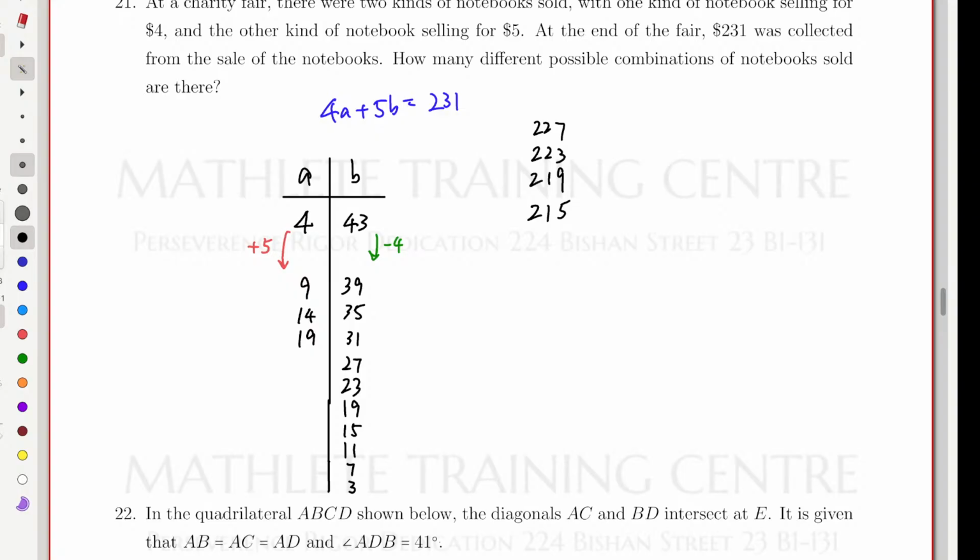3 is the last one because after that, B will become 0. That's not possible, right? How many are there? 1, 2, 3, 4, 5, 6, 7, 8, 9, 10, 11. So therefore, there are 11 possible combinations. Finish.